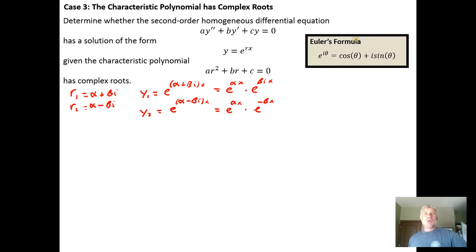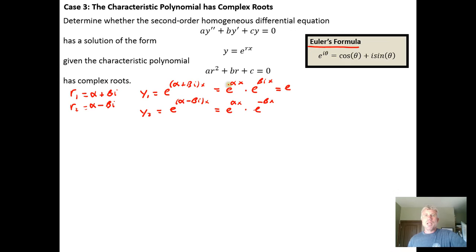And what we want to do is try to manipulate things so that we wind up with a set of solutions for our differential equations that don't involve the complex unit. And the tool that we're going to use to do that is Euler's formula. So this is a famous formula, e to the i theta equals cosine theta plus i sine theta. And using Euler's formula, we can rewrite the e to the beta i x term.